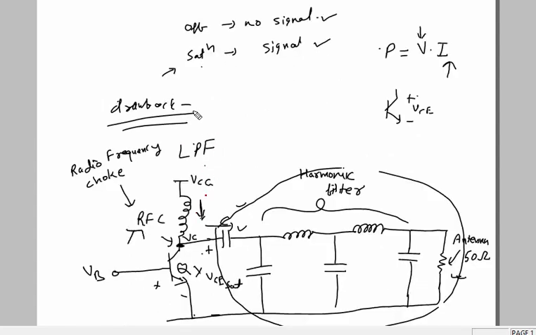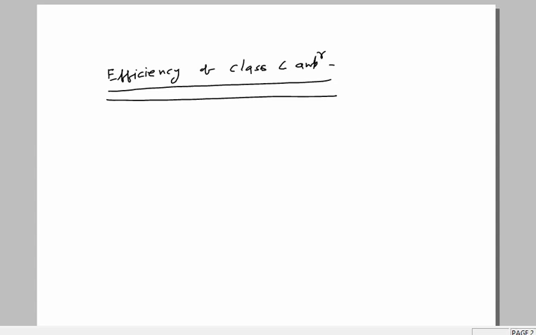Let the current be IDC, the average current. So let IDC be the average value of the supply current. Then the DC power supply is given as PDC, which equals VCC into IDC. Okay, so I write it here: PDC, which is the DC power supply, will be VCC into IDC.